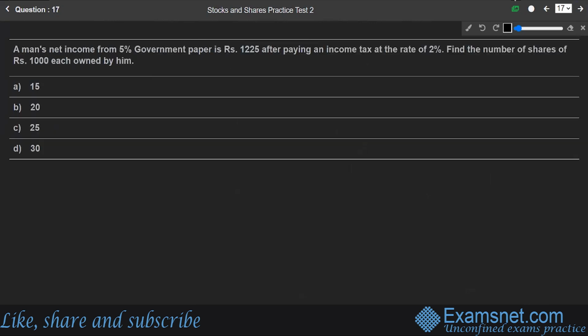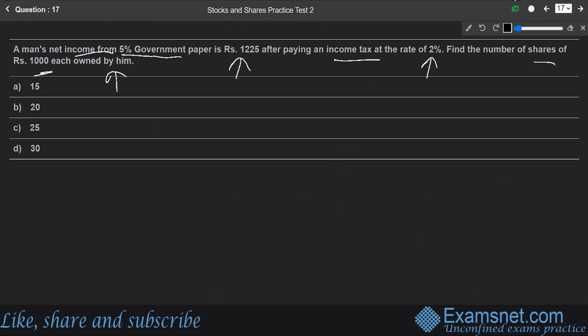Now the next question says a man's net income from 5% government paper is 1225, after paying an income tax at the rate of 2%. So we have to pay the income tax also. So always the income tax is reduced from the income, and that actually gives the net income. Find the number of shares of rupees 1000 each owned by him.